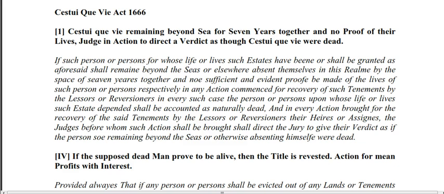Cestui que vie Act 1666. Cestui que vie remaining beyond sea for 7 years together and no proof of their lives, judge in action to direct a verdict as though he were dead. If such person or persons for whose life or lives such estates have been or shall be granted as aforesaid shall remain beyond the seas or elsewhere absent themselves in this realm by the space of 7 years together, and no sufficient and evident proof be made of the lives of such person or persons respectively, and any action commenced for recovery of such tenements by the lessors or reversioners, in every such case the person or persons upon whose life or lives such estate depended shall be accounted as naturally dead, and in every action brought for the recovery of the said tenements by the lessors or reversioners, their heirs or assigns, the judges before whom such action shall be brought shall direct the jury to give their verdict as if the person so remaining beyond the seas, or otherwise absenting himself, were dead. Section 4.